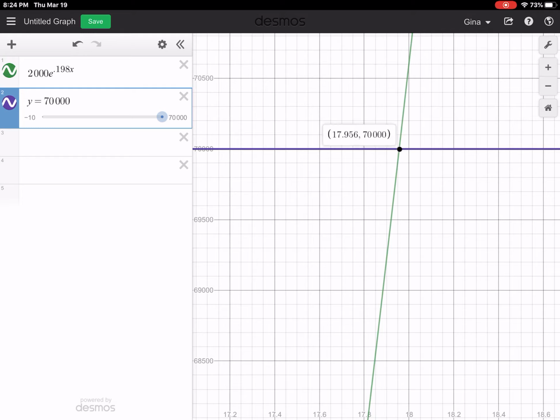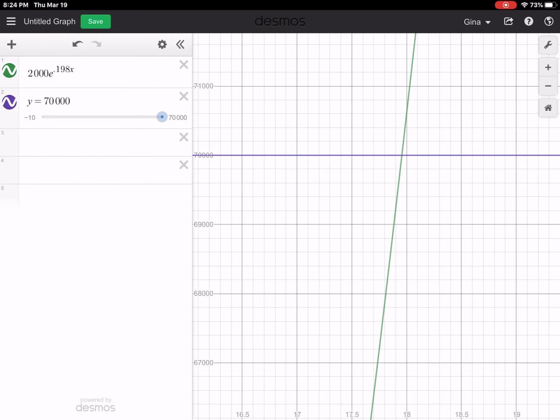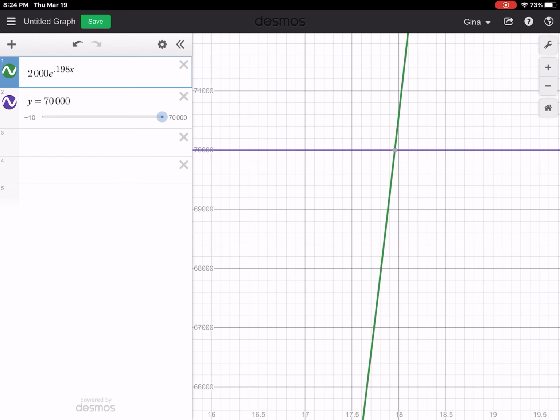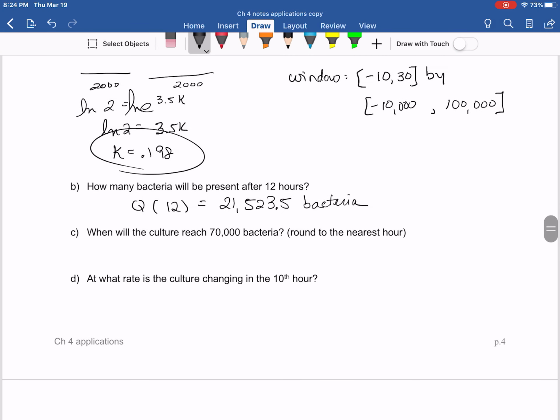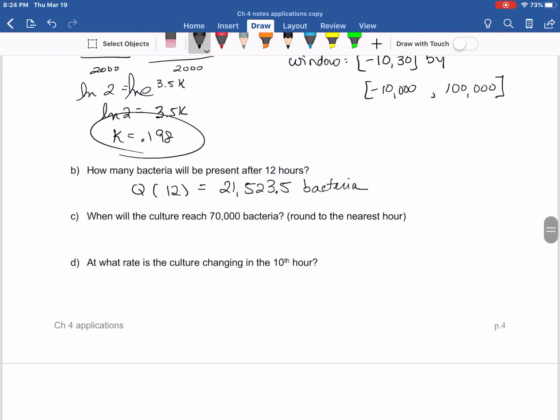In any case, you should get this intersection point to be at 17.956, 70,000. So let's just round that to 18. We're going to call it 18 at that intersection point. T equals 18 hours later. 18 hours later, the population of bacteria will be 70,000.